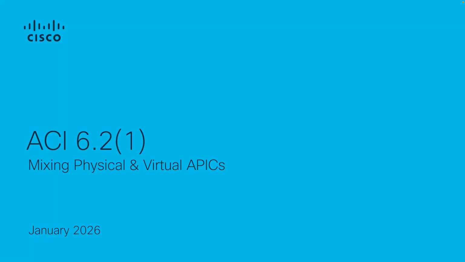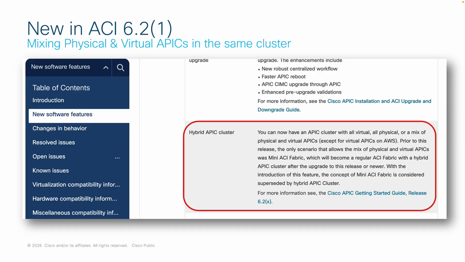There's this cool new feature that came out in the ACI 6.2.1 release, and it has to do with something that I've been waiting for a long time, and that is the ability to mix physical and virtual APICs in the same cluster at the same time. So let's dig in.